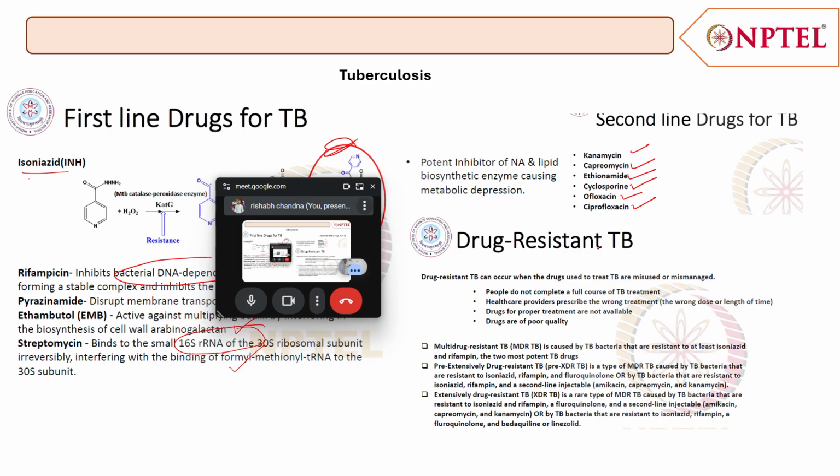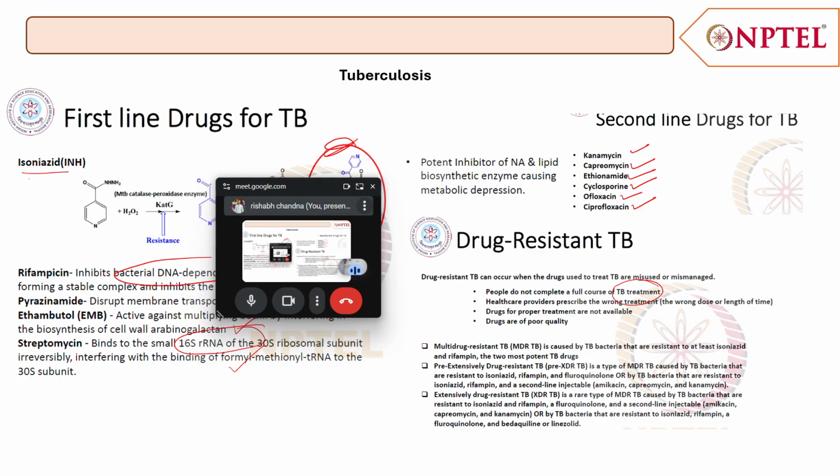And for the drug resistant TB, when the drugs given to TB patients are misused or mismanaged, then people who do not complete the full course of TB treatment tend to acquire multi-drug resistance. Healthcare providers that prescribe the wrong treatment, either the wrong dose or the length of time. Then drugs for proper treatment are not available, and drugs are of poor quality. So in case of the multi-drug resistant TB, the bacteria are resistant to at least isoniazid and rifampin, the two most potent TB drugs.